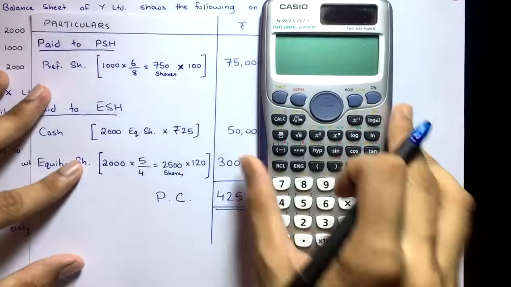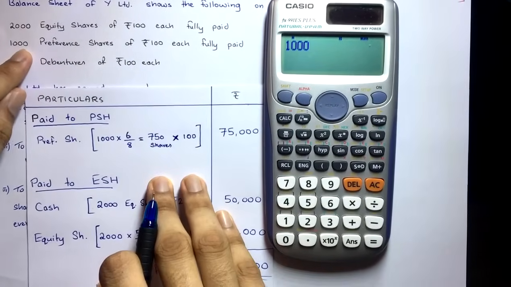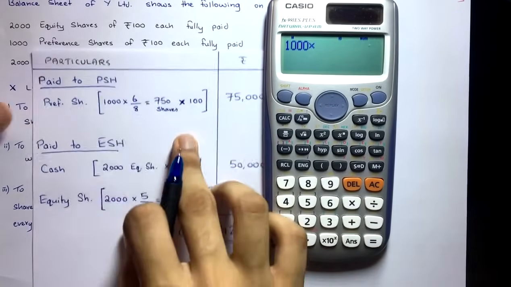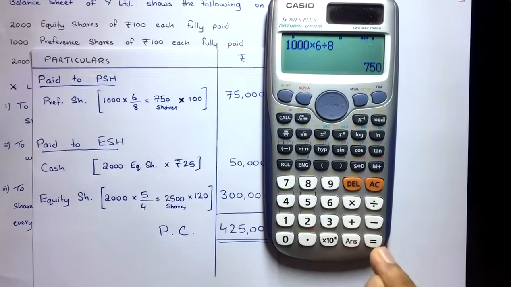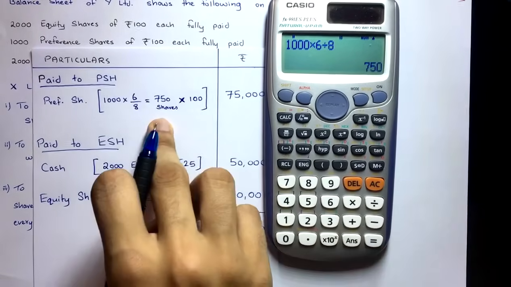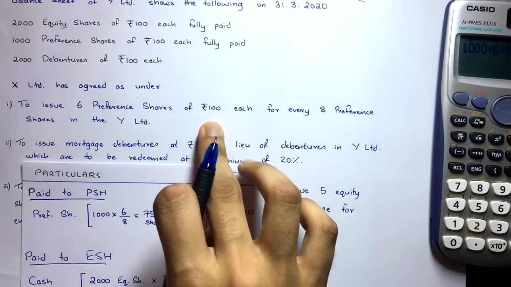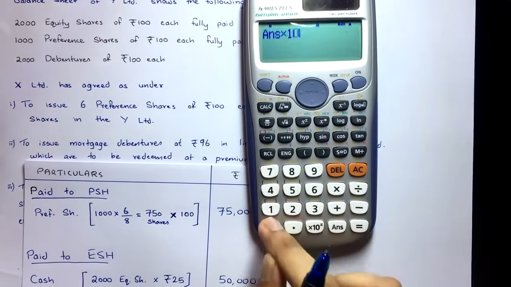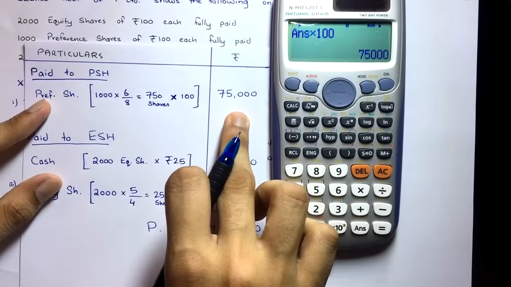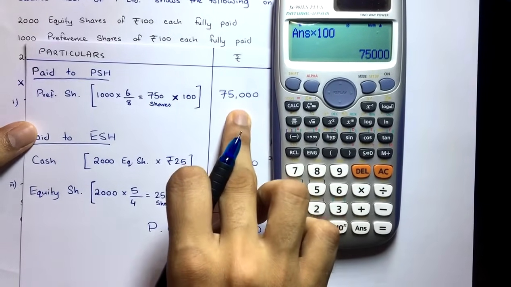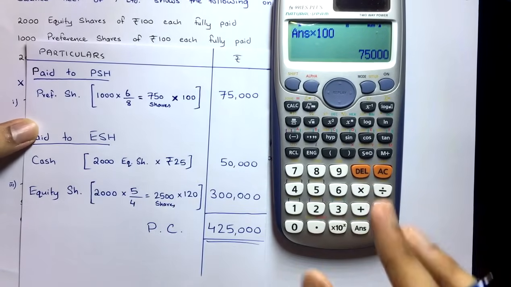Let's calculate this. 1000 preference shares are there in our balance sheet, into 6. X Limited is going to give 6 shares for every 8 shares. That is equal to 750 shares. Now what is the issue price? Issue price is 100. So multiply 750 by 100, you will get 75,000. So 75,000 is the total amount. X Limited is issuing 750 shares. Simple. So this is how you have to do this.